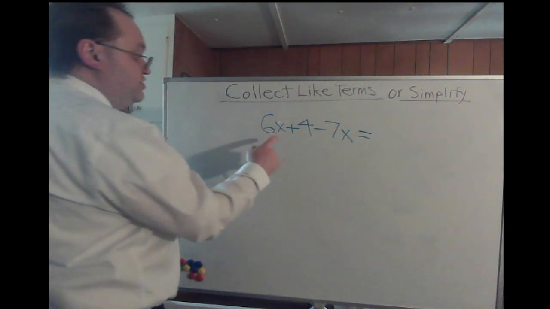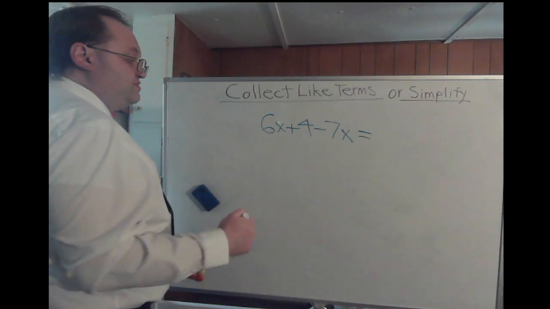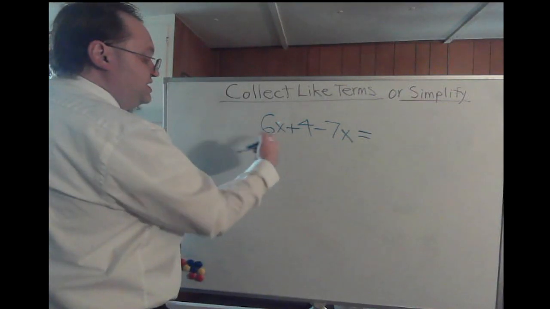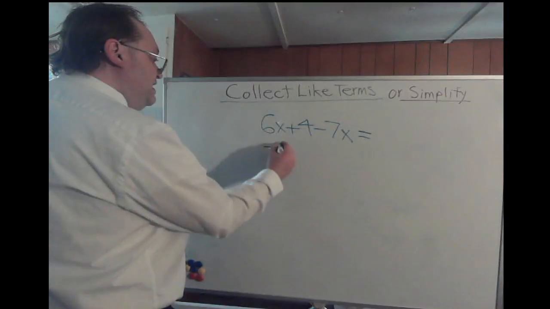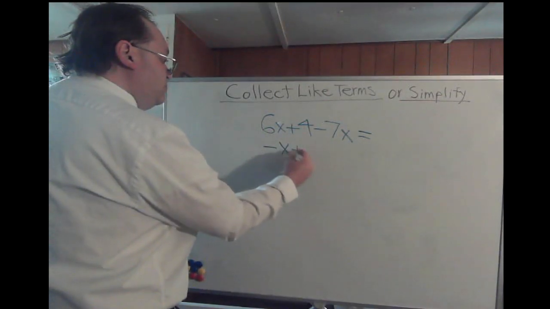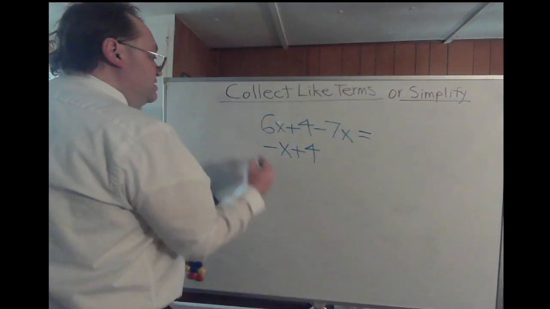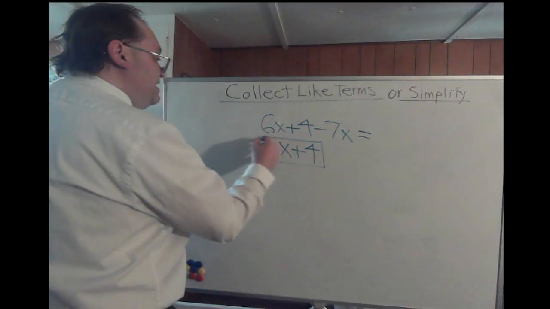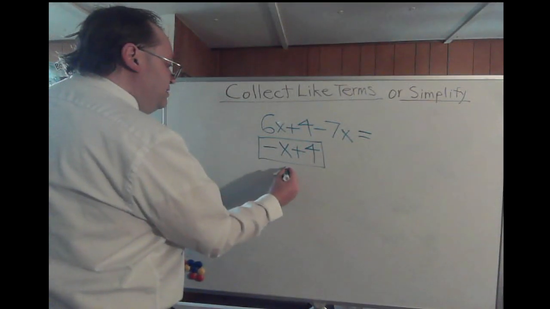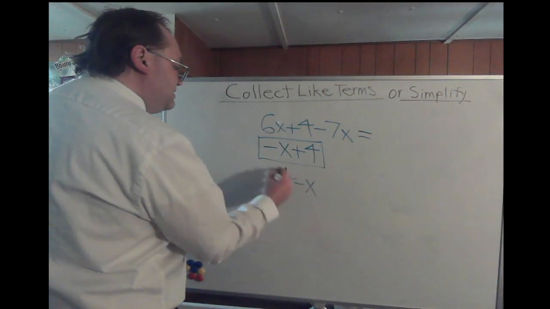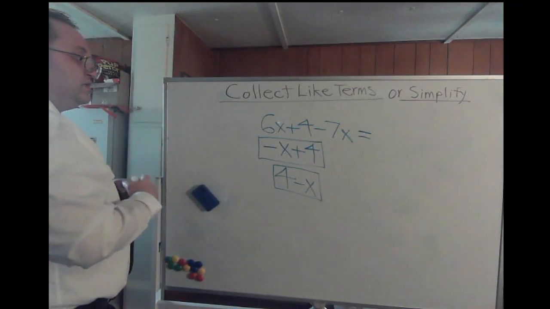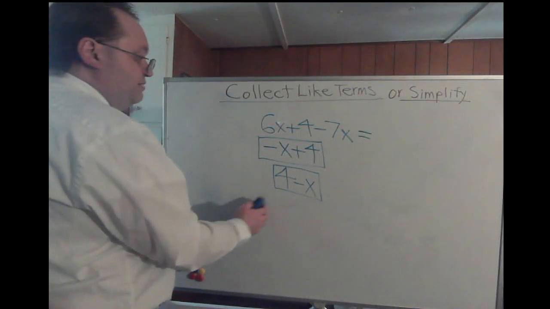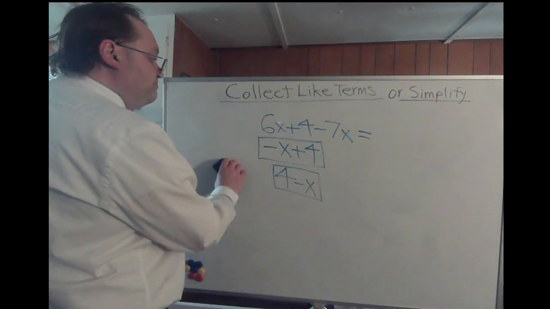So I would do 6x minus 7x, just subtract the coefficient from 6x. 6 minus 7 is negative 1, so you'll have negative x, and then you just have plus 4. So you could write this as negative x plus 4, or by the commutative property, you can do 4 minus x. Either way will give you the same solution.